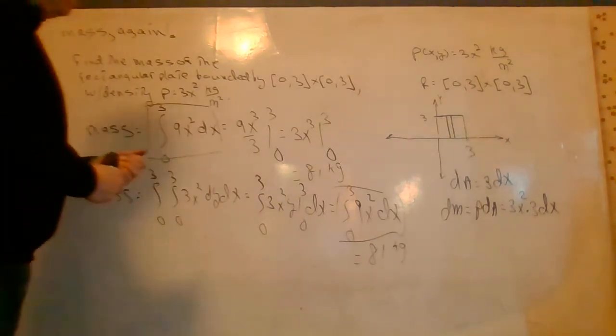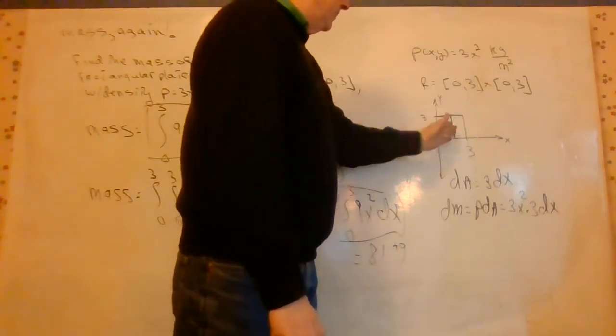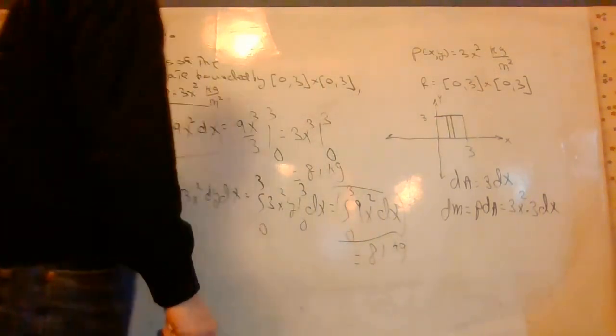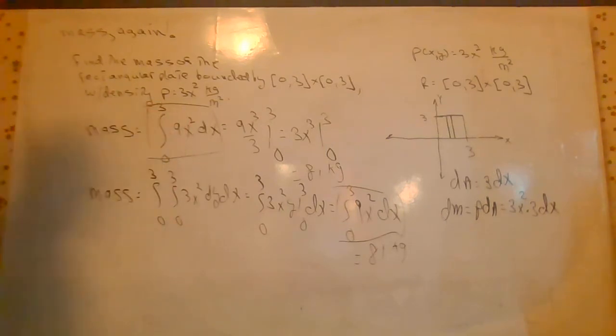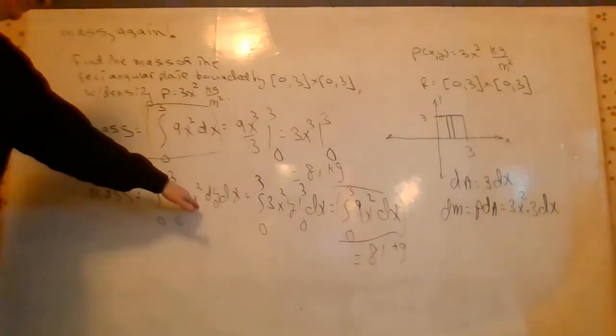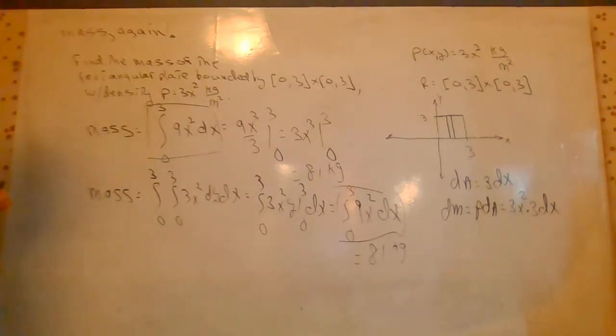So, of course, if this was 3x squared y squared, if the density varied on both axes, well, guess what? We'd be forced to use a double integral, we couldn't use a single integral. So we have that as a tool whenever we want to add up something that varies in both directions.